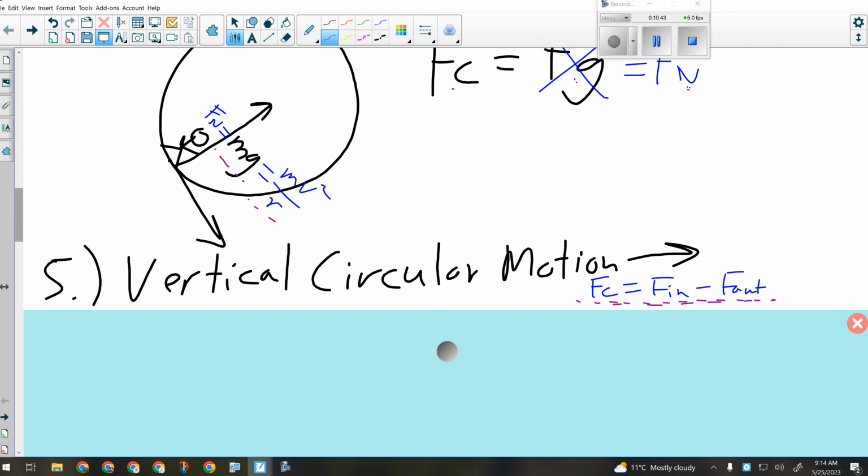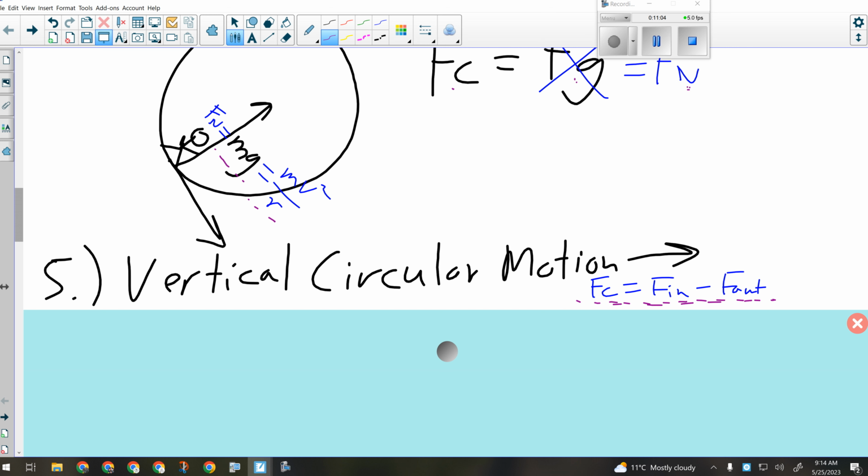All right, where in the circle could you feel heavier? At the bottom. Anywhere else? At the top. At the top, inside or outside?